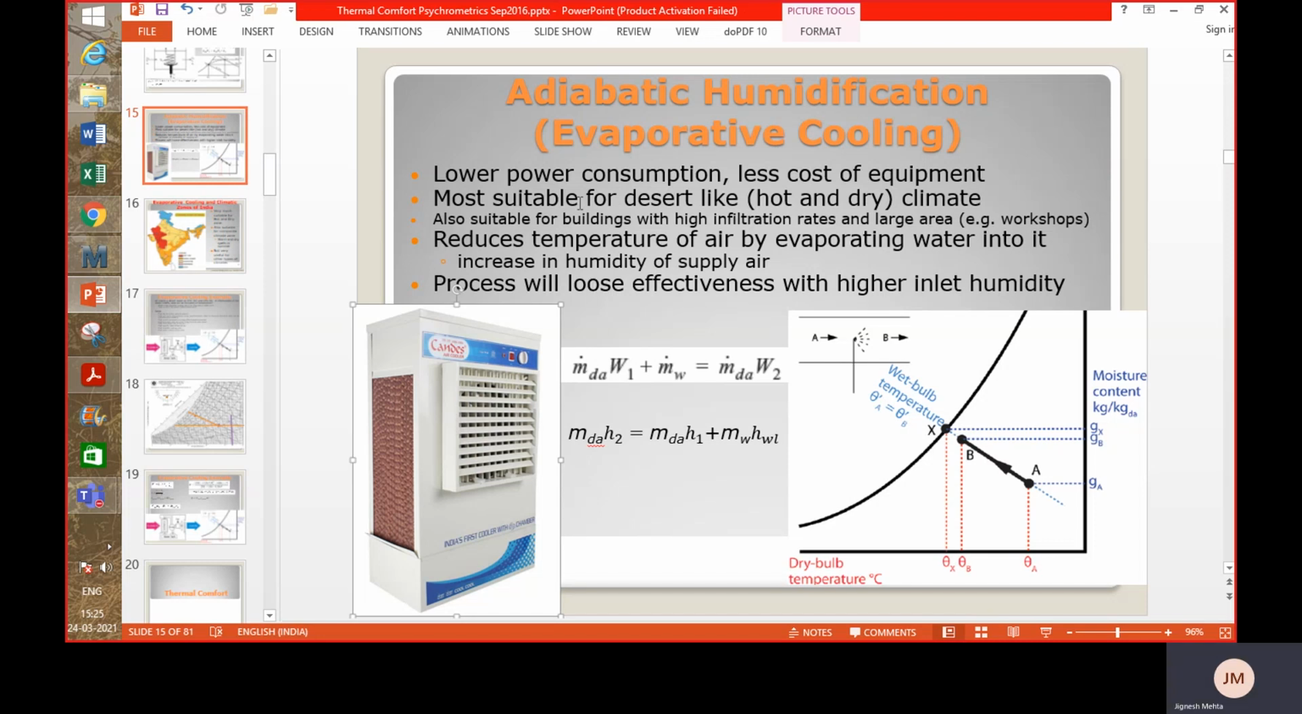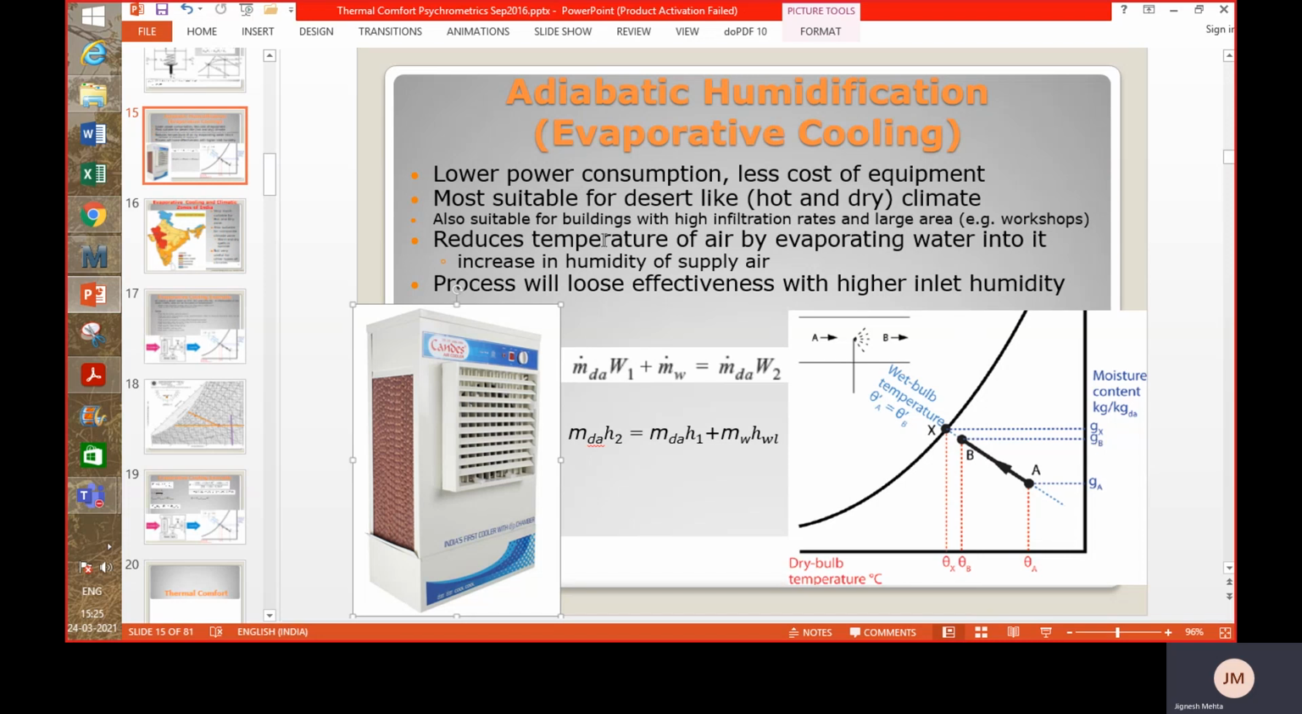Of course, this process has certain limitations also, like it is most suitable for hot and dry climate only. So this point A, when you start this process, should have very low humidity ratio. And only in that case, when you come out at point B, the temperature would be appreciably low, as well as the humidity ratio will not be very high.